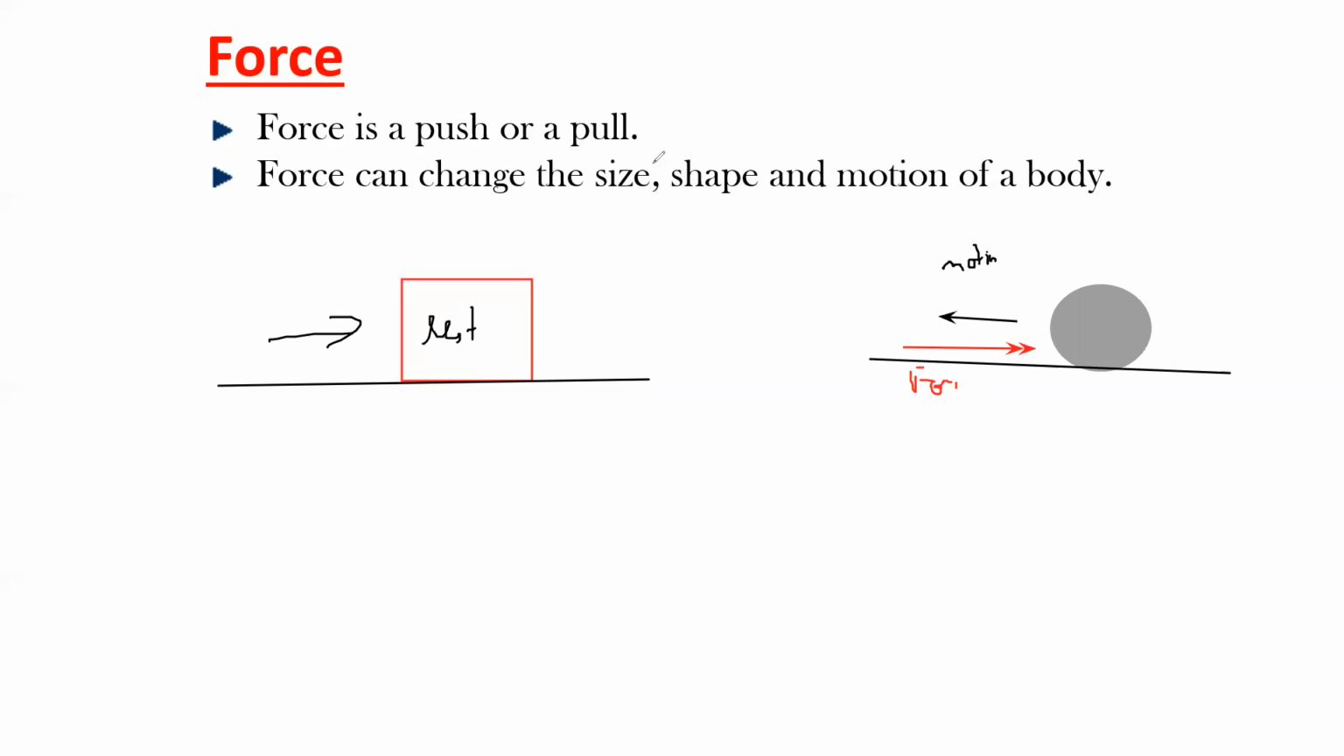So these are the effects of force. A force can change the size of an object, for example a sponge. A force can change the shape of an object, for example an empty can. And force can change the motion. If an object is stationary, it can make the object move, or if the object is moving, it can stop the object, or even change the speed of an object as well.